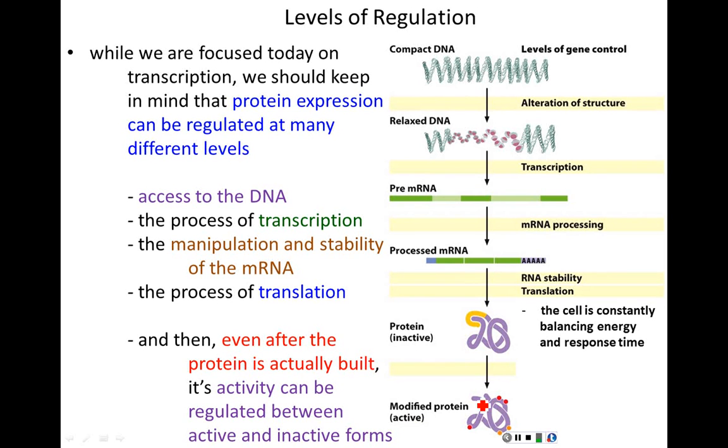So I just want you to appreciate that regulation is not a one-shot deal. The cell is constantly engaged in these checks and balances, constantly monitoring the proteins that it needs and the expense at which it's going to cost to make those proteins. And so the cell is constantly balancing its energy requirements and its response time. Do I need this protein right now? If the answer is yes, I should make it. If the answer is no, I shouldn't. Do I not need this protein right now, but when I do need it, I'm going to need it in a hurry?